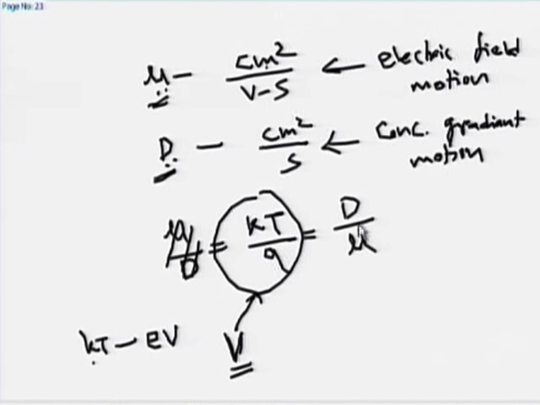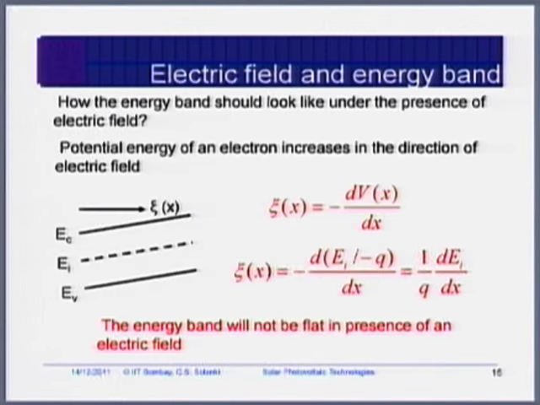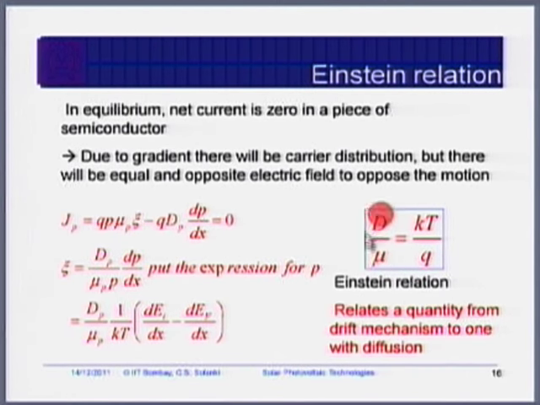You have this expression, it is called Einstein relationship, kT by q is equal to D by mu. The values of mobilities are normally higher, diffusion coefficient values are lower, and you can see yourself whether kT by q equal to D by mu works or not. This is the expression that I was talking about. Again, we do not have time to discuss it.